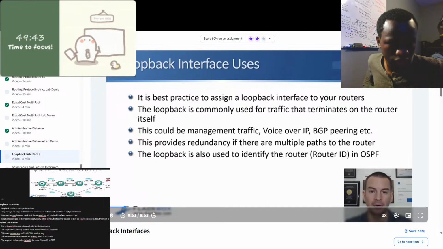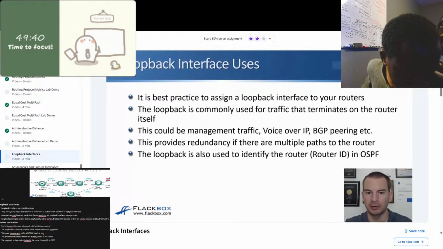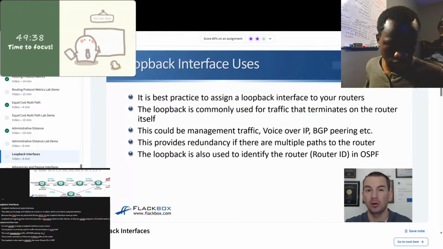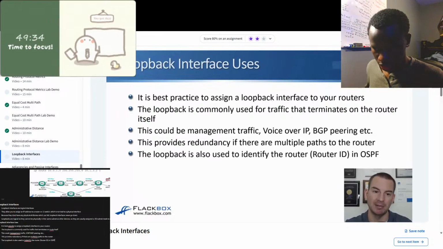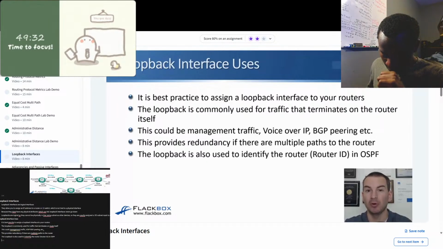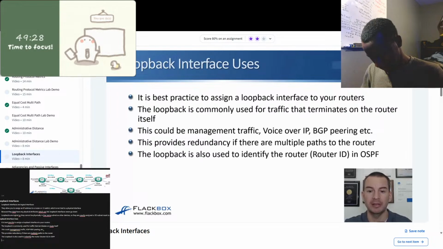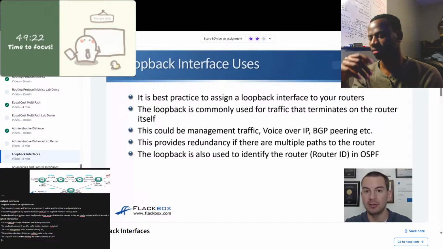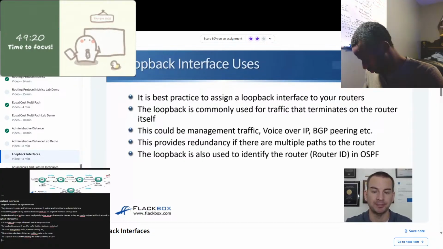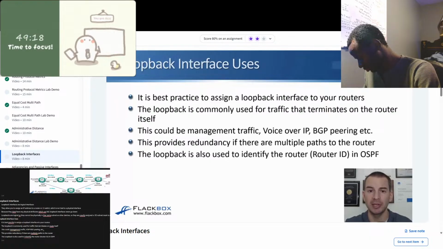a loopback interface on all of your routers and all of your layer 3 switches. The loopback is commonly used for traffic that terminates on the router itself. That could be most commonly management traffic, also for other things like voice over IP, if you need to send voice over IP traffic to the router, also for BGP peering, etc. That provides redundancy if there are multiple paths to the router. You'll see how that works in a second.